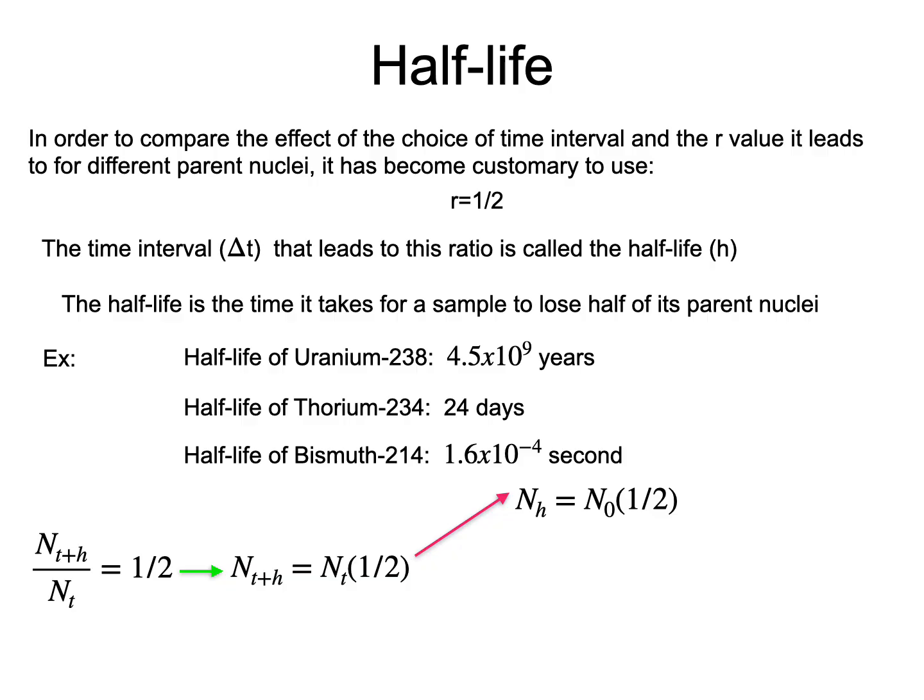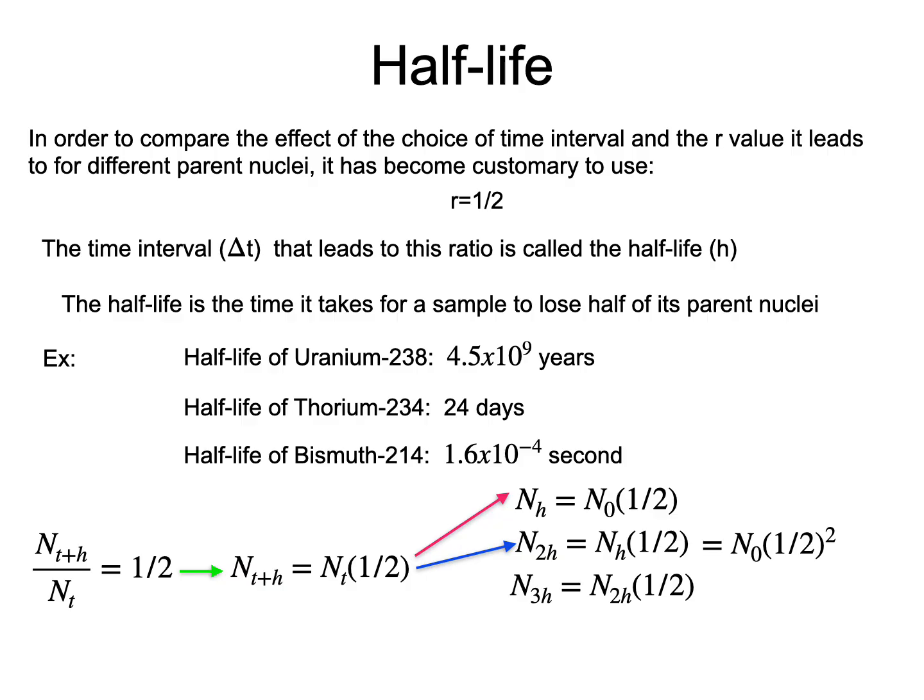Evaluating n at 2 half-lives can be written in this fashion. And using the above result for n(h), we can write this. You can keep on going for n at 3 half-lives and use the preceding result for n(2h) to write this. Hopefully you can see the trend and conclude that the number of nuclei left after a multiple of half-lives can be evaluated using the number of nuclei at the time origin, n0, and the number of half-lives since the time origin.